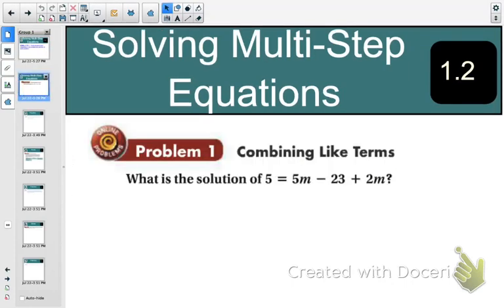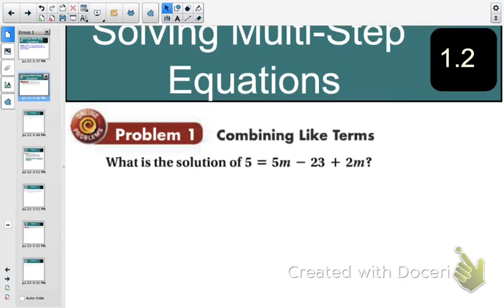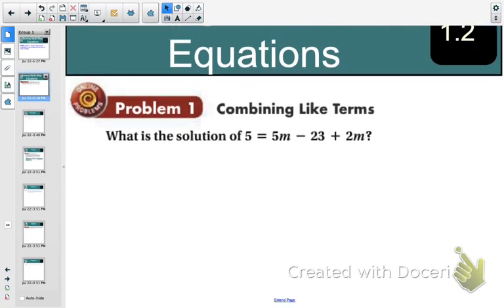All right, problem 1 says, what is the solution of this equation? 5 equals 5m minus 23 plus 2m. Alrighty, so first we're going to draw the squiggly line down, like so. Okay, and I'm going to look at the left side. There's just a 5. Nothing I can combine there. Second, I'm going to try to combine some like terms over here on the right side. Notice that the 5m and the 2m are like terms because they both have m's on them. So I can combine those.